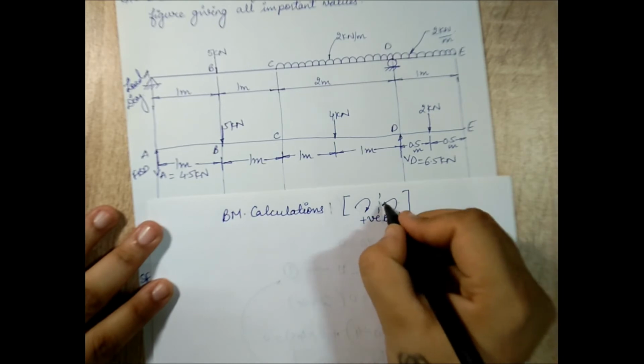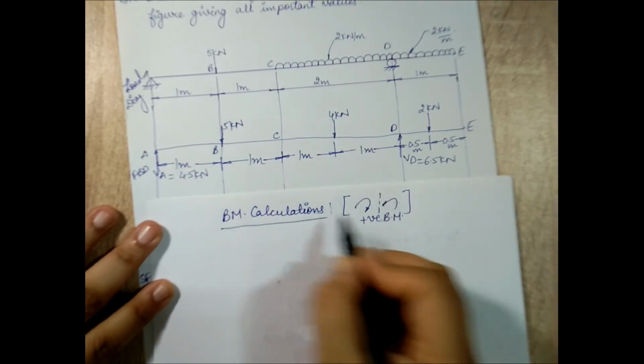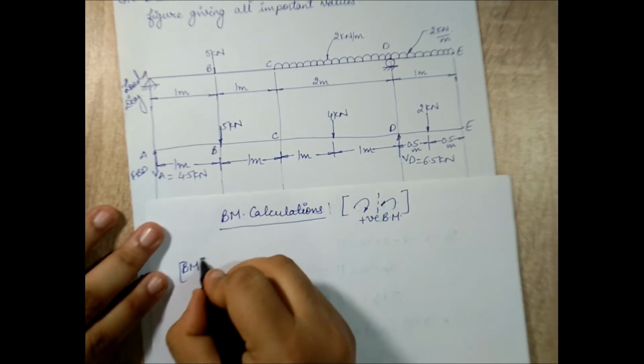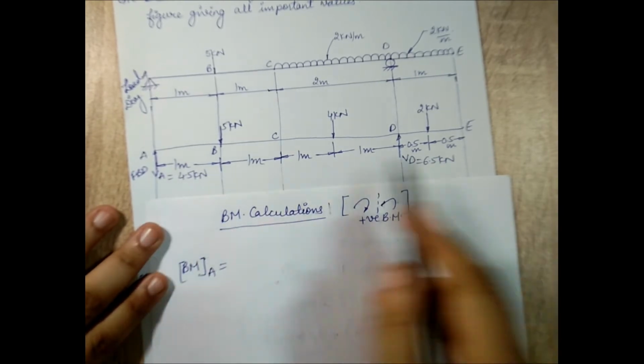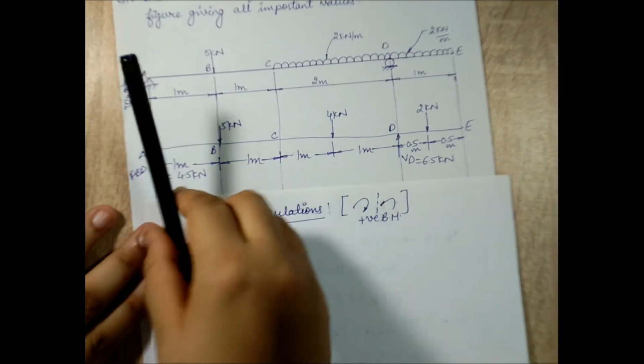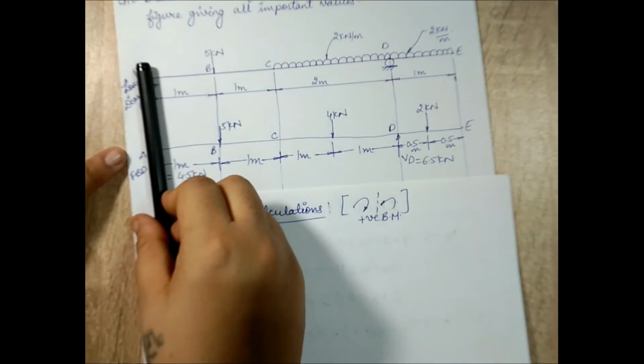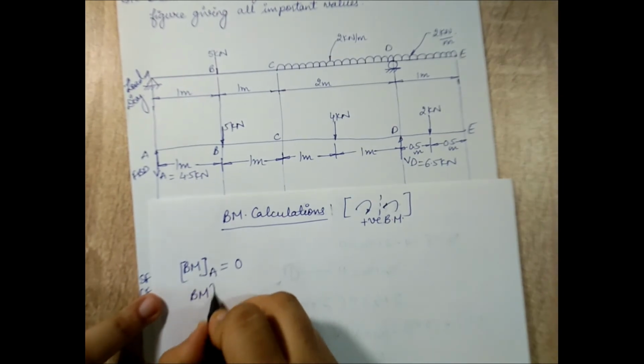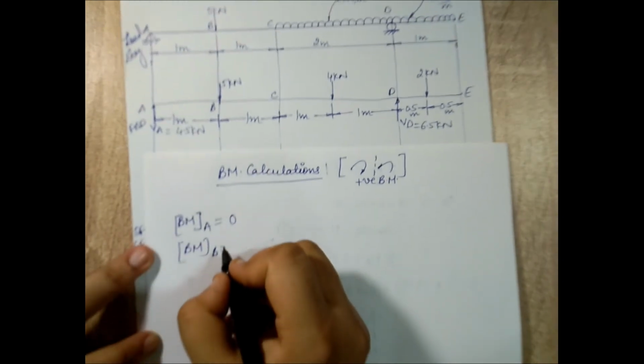To the left of section, if I see any moment going clockwise, I'll say it is positive bending moment. I'll start with point A. At every point, the value will be calculated once because there is no moment on the beam. When I stand at A and I look to the left, there is no moment. So I have 0.